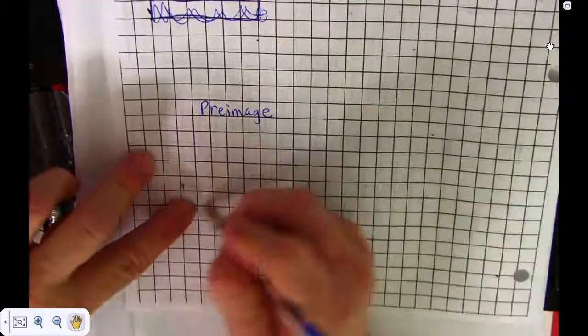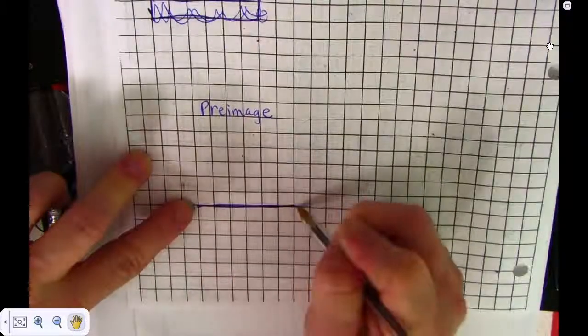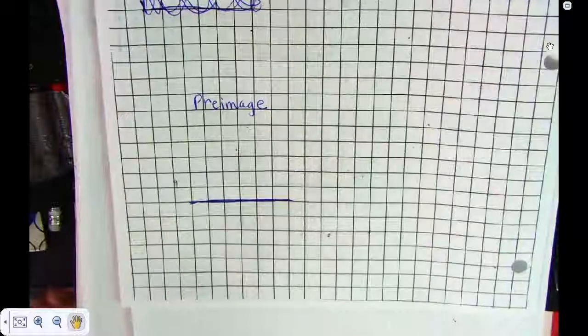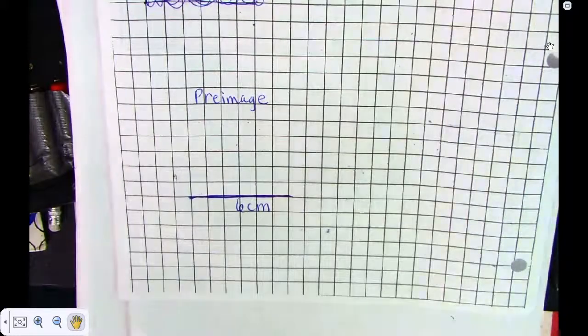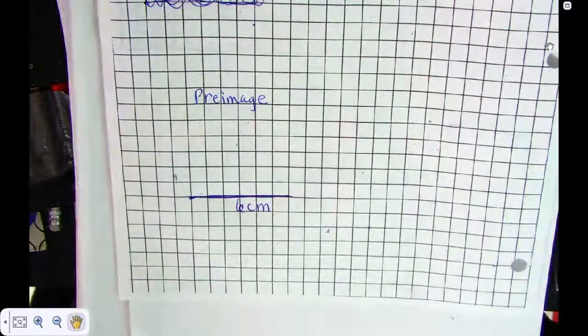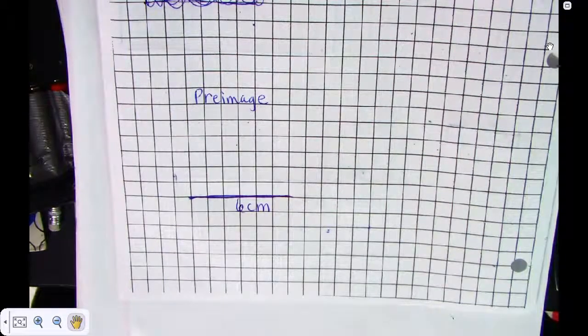And I want you to draw me a line that is 6 centimeters. That's going to be the base of our triangle. Now, I want you to think a minute. Don't say anything out loud. I want everybody thinking. Because remember, if I ask a question, I want everybody trying to think of something. If I give you information, I want you trying to think of what it reminds you of or whatever.